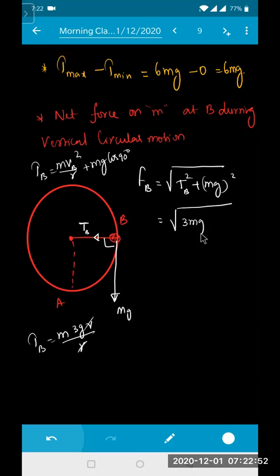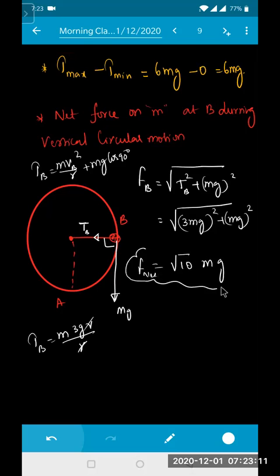3 times of mg whole square plus mg whole square. Then this will become for me how much? 3 square is 9. 9 plus 1, 10. That means this will become for me root 10 times of mg. So this is the net force acting on this particle at point B. Got it, sir?